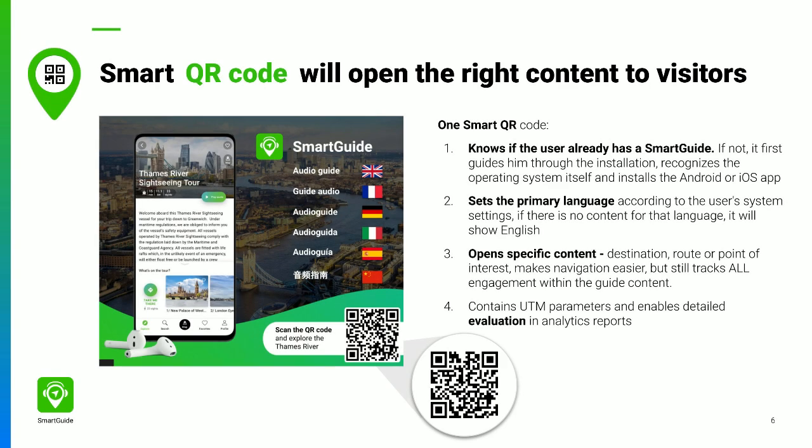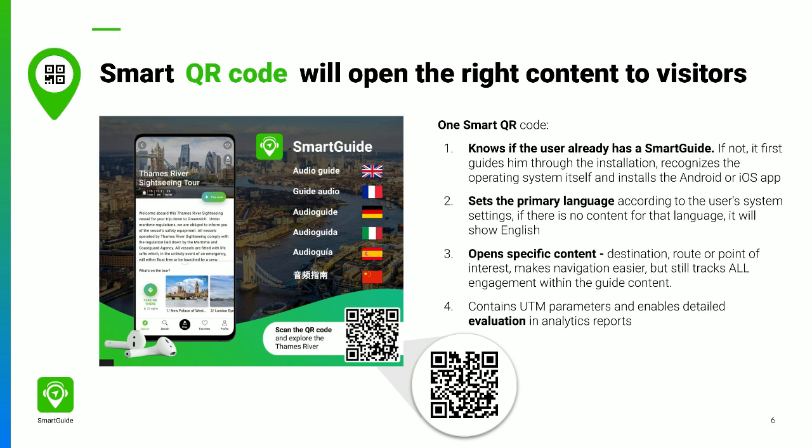One of the benefits of Smart Guide are smart QR codes that open the right content for visitors. The code will know if the user already has a Smart Guide. If not, it first guides them through the installation, recognizes the operating system itself, and installs the Android or iOS app. The code will also set the primary language according to the user's system settings. If there is no content for that language, it will show English.